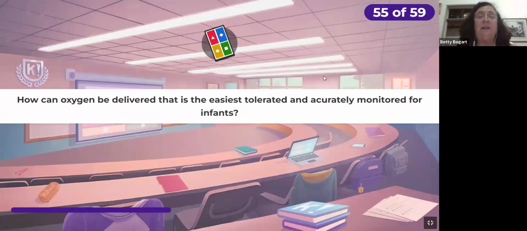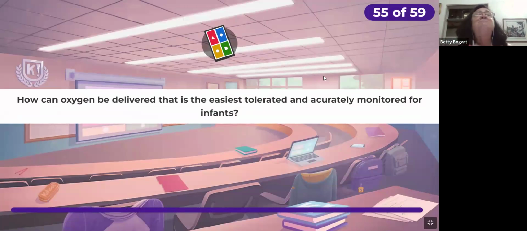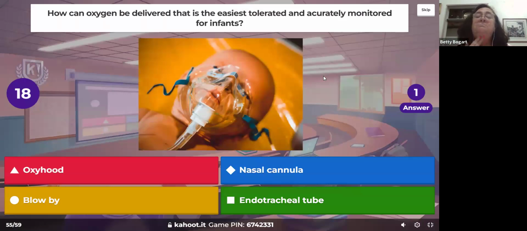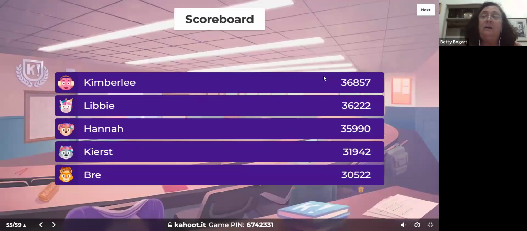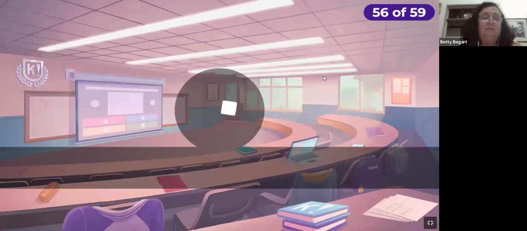How can oxygen be delivered that's easiest tolerated and accurately monitored for infants? And that's your oxy hood. Very good. You remembered that one.